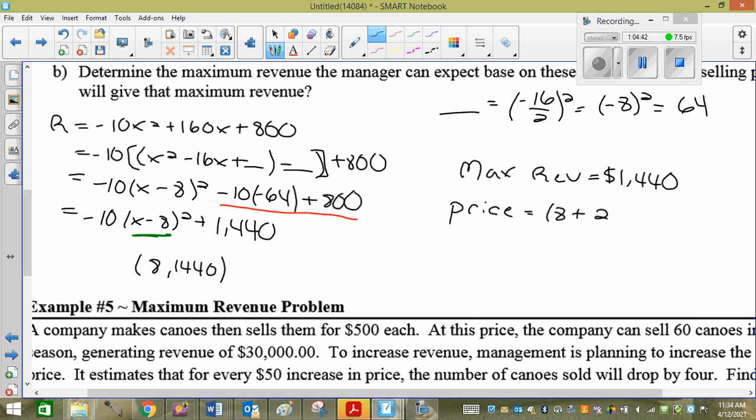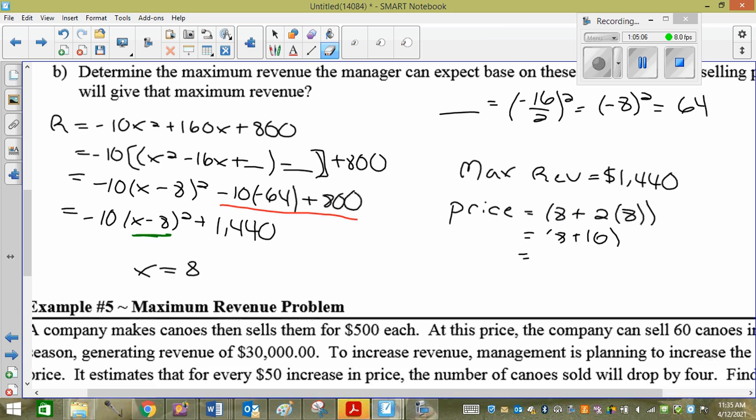From this, our axis of symmetry is similarly x equals 8, and we're just going to use that to sub in over here. So our price is equal to 8 plus 16, which is equal to $24. This unit only tells us how many times we increase it by $2.